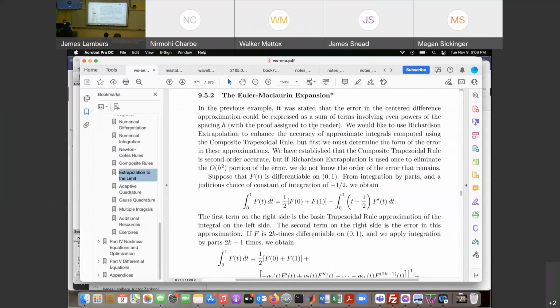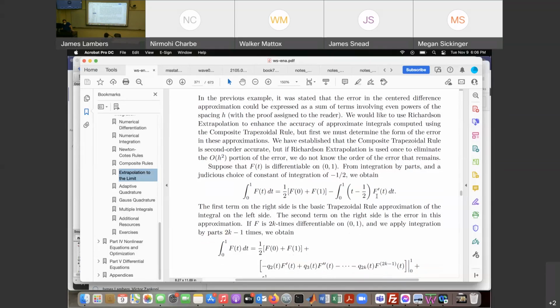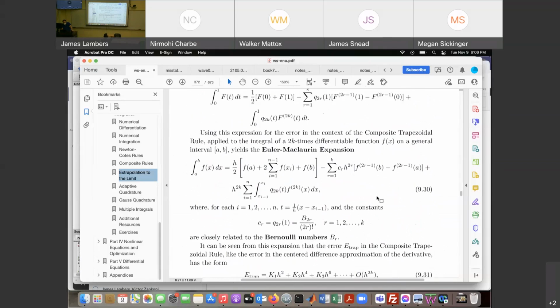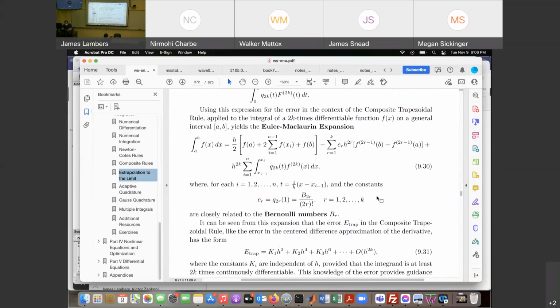Okay. So the Euler-Maclaurin expansion comes from analyzing the error in the composite trapezoidal rule. And I'll scroll to the final result. Okay, here it is. So the exact integral is equal to the composite trapezoidal rule approximation shown here. And then here we have a very elaborate expression for the error. So we have these terms involving even powers of h, only even powers. And notice what was multiplied by.